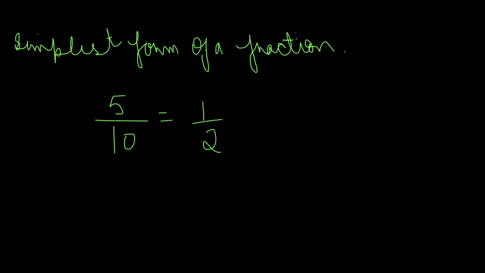Now you can see the only common factor of 1 and 2 is 1. That means 1 can only be divided by 1, and 2 can also be divided by 1 only. Here, 5 can be divided by 1, 10 can also be divided by 1, but 10 can also be divided by 5. So what do you need to see here? That the numerator and denominator have the common factor only 1. The definition is: a fraction is said to be in its simplest form or lowest form if its numerator and denominator have no common factor except 1.